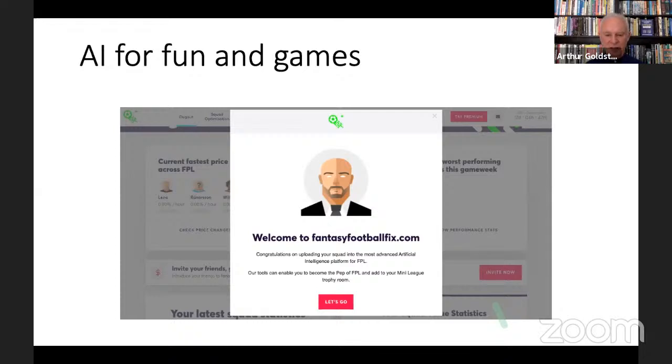And every year, this particular service, Fantasy Football Fix, has further advanced their AI tools. They now are telling you that you can become the Pep of FPL. That's Pep Guardiola, the manager of Manchester City. After this past weekend's results, people wouldn't quite want to be the Pep of FPL, more like the Tuchel, the Chelsea manager, or for that matter, the new Spurs manager, or even the Man United manager. Definitely not the Arsenal manager. Sorry for Arsenal fans out there. They could do with some fantasy football fix.